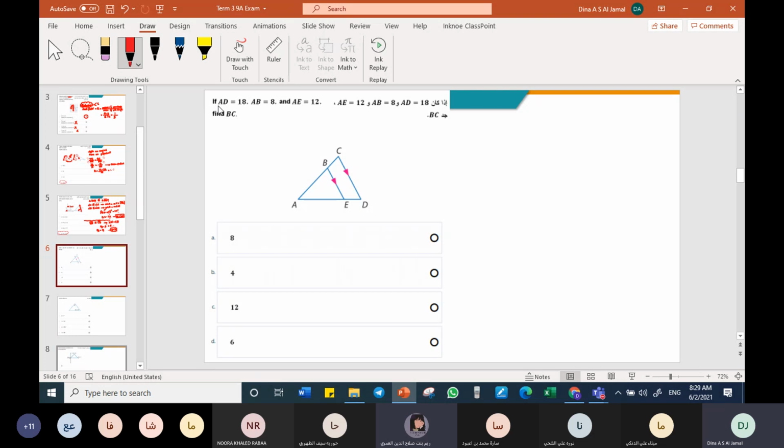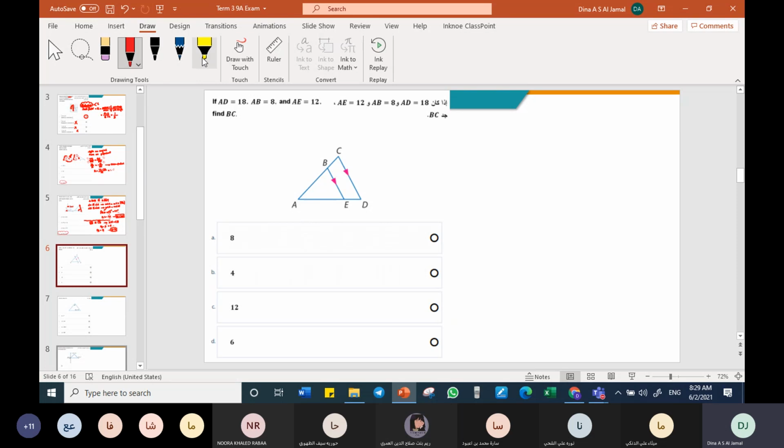So, Reem, can you read this question? If AD equal 18, AB equal 8, and AE equal 12. Find what? BC. Okay, thank you so much.